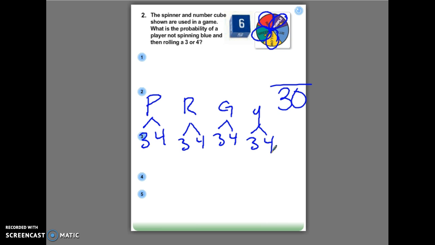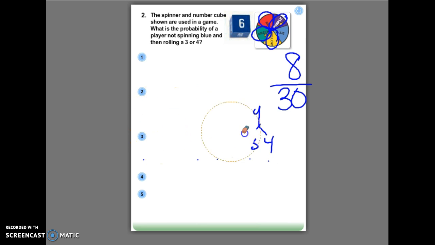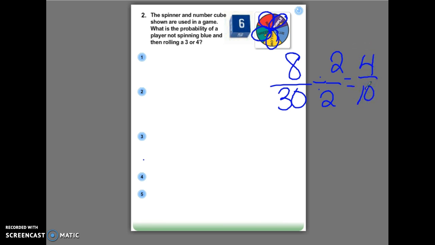So you can see that our favorable outcomes, there are 1, 2, 3, 4, 5, 6, 7, 8 out of our 30 total outcomes. We could then reduce that to 4/10, and again, you could reduce that to 2/5. We would type in 2 divided by 5, and you would get the decimal of 0.4 or 40%.